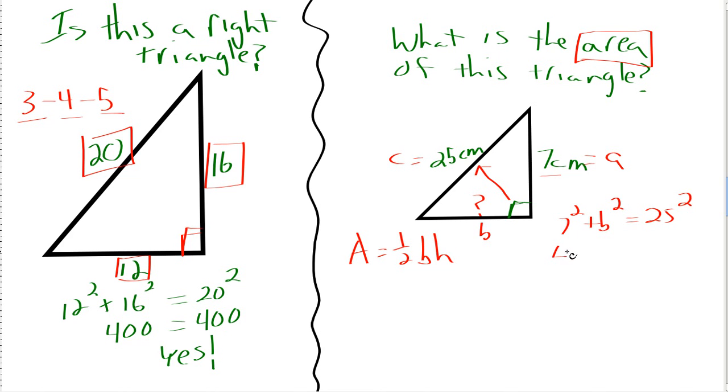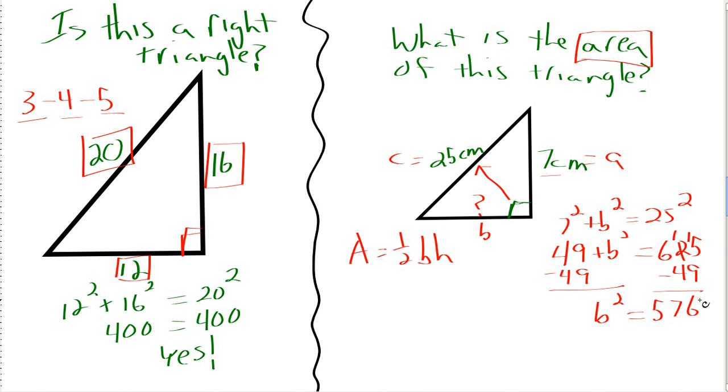And 7 squared is 49 plus B squared equals 25 squared, which is 625, and I have to subtract 49 from both sides, and over here then I end up with B squared equals, let's do some quick borrowing here, that's 6, and 61 minus 4 is 57, and that looks correct to me. And then if I find the square root of this, the square root of B squared is B, and the square root of 576 is 24. So this happens to be 24.